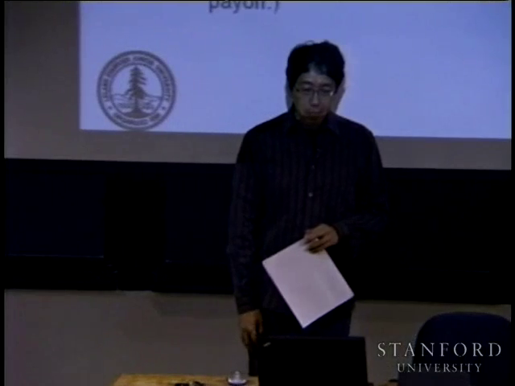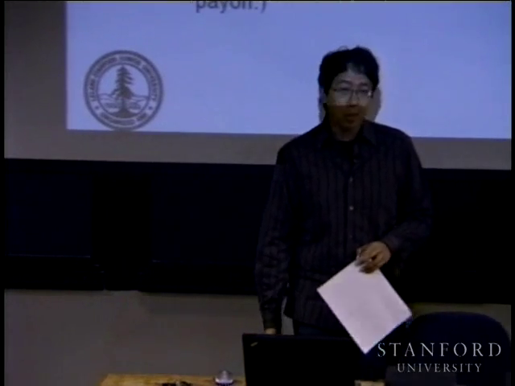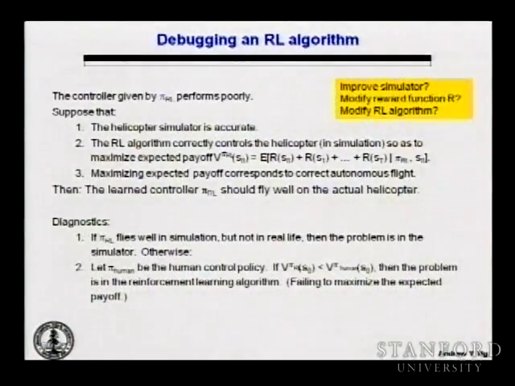Okay. Second is, let me use pi subscript human to denote the human control policy, right? Pi subscript human is the policy that is however the human flies it. And so one thing you could do is look at the value of pi RL compared to the value of pi subscript human, okay?